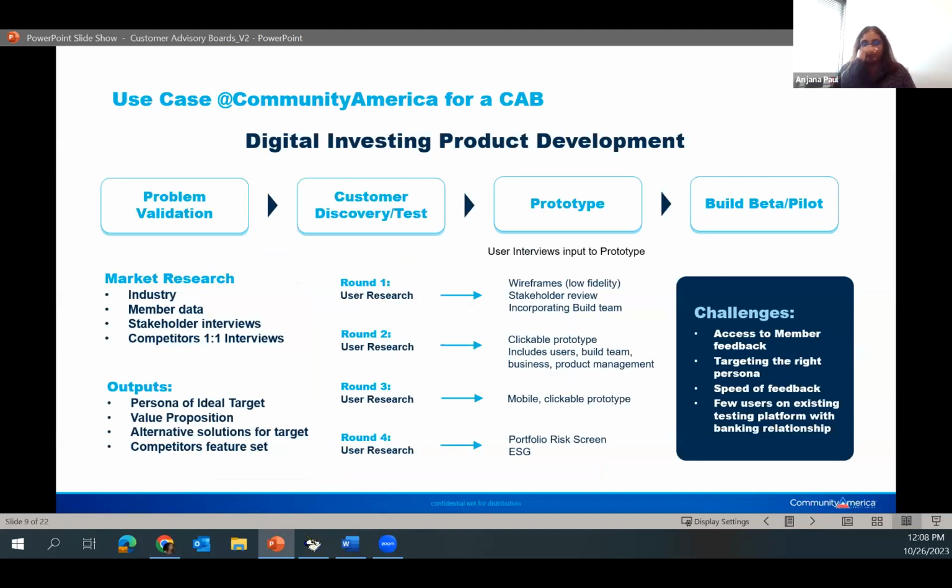So last year at Comedian America, talking more about our use case here, we started working on a new digital investing product, which was really exciting because it was the first digital product that the credit union came out with that was built fully in-house by our developers.